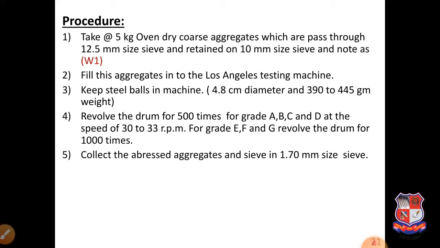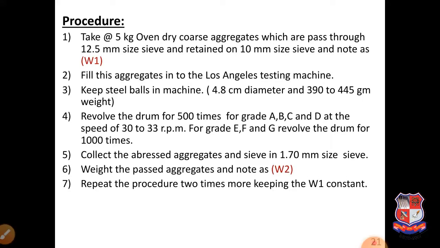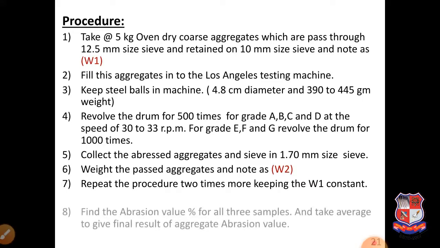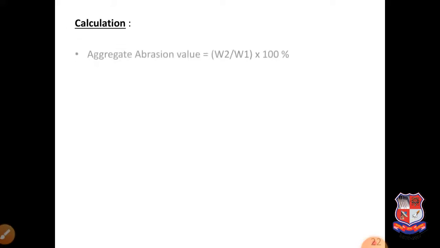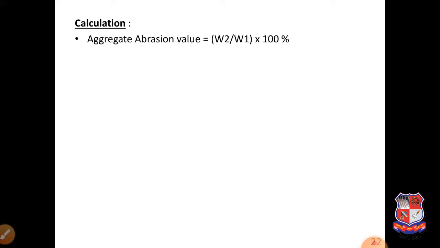Collect the abraded aggregates and sieve in 1.70 mm size sieve. Weigh the passed aggregates and note as W2. Repeat the procedure 2 times more, keeping the W1 constant. Find the abrasion value in percentage for all three samples and take average to give final result of aggregate abrasion value. Calculation. Aggregate abrasion value is equal to W2 divided by W1 multiplied by 100. Quality standard.